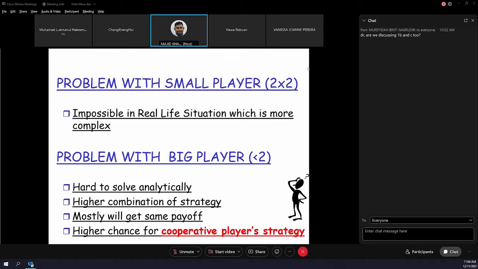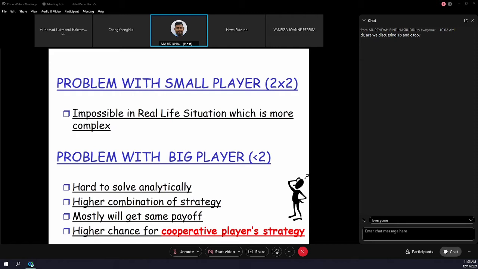Problem with small players. The first problem, for example a 2 by 2 game, is that it is impossible in real life, because in real life we cannot just look at two particular situations. I will show you a few things that are done by my students and me, and what we are currently doing using the game theory approach. Another problem is that the small player case is very difficult to portray in real life situations.